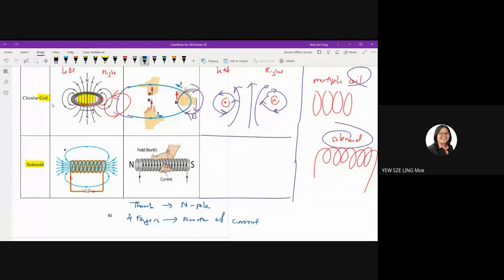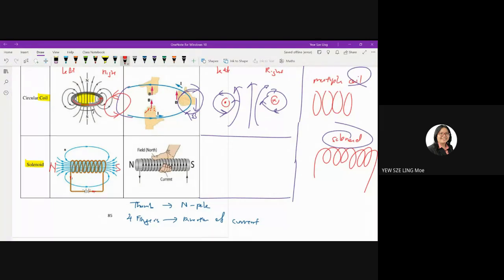So in a coil and in a straight conductor, the thumb represents current and the four fingers represent the direction of magnetic field. But when it comes to solenoid, it is a bit special. You use four fingers to represent the direction of current and the thumb to identify the direction of north pole. So once you have north pole, for example, in a diagram given, once you know the left-hand side is north pole, then the right-hand side must be south pole.